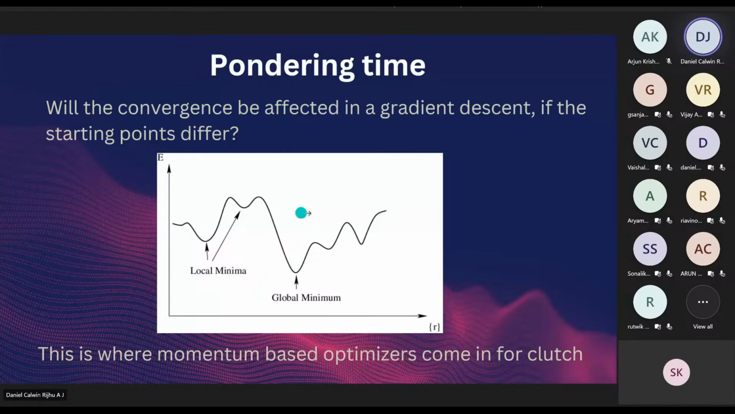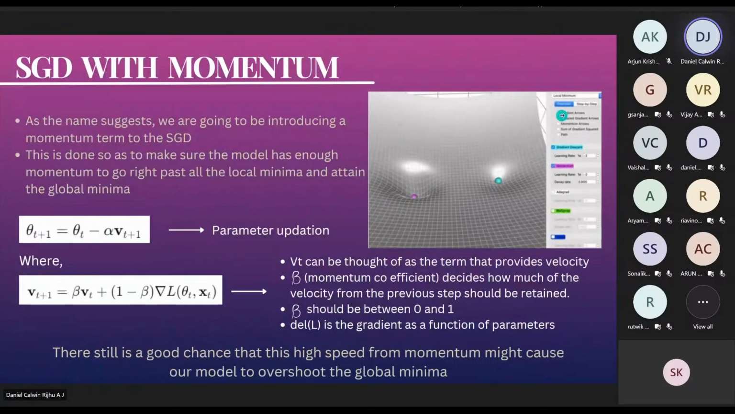So what do we do in these cases? That's where momentum operators come in, so we'll look into that. The momentum operator we are going to deal with in this session is SGD with momentum. As the name suggests, it's a normal SGD operator, but with an excess of a momentum term. Before going into the mathematics, I'll try to explain it pictorially from this GIF over here. We have two balls. Think of it as our model. This blue ball is that of a normal gradient descent or SGD for that matter, and the pink one is SGD along with the initial momentum, which is the one we are dealing with right now.